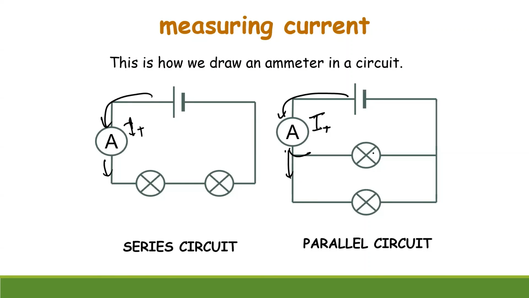Now, if I put an ammeter here, what that would do is it would measure the current through this specific part of the circuit. If I put an ammeter here, then it would measure the current through this particular part of the circuit. So that's how it works.